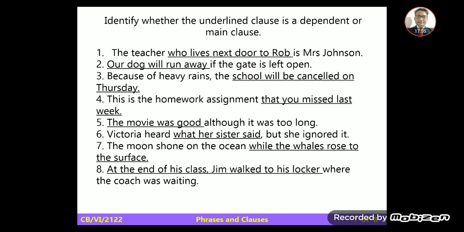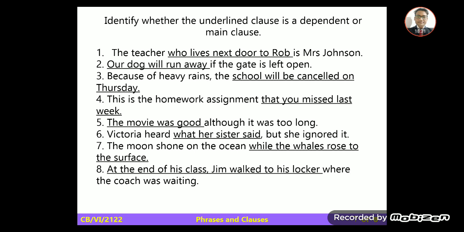Number 7. The moon shone on the ocean while the whales rose to the surface. While the whales rose to the surface. Is it depending or not depending? What do you think? Dependent? Independent? The moon shone on the ocean while the whales rose to the surface. Later on you can see, okay?